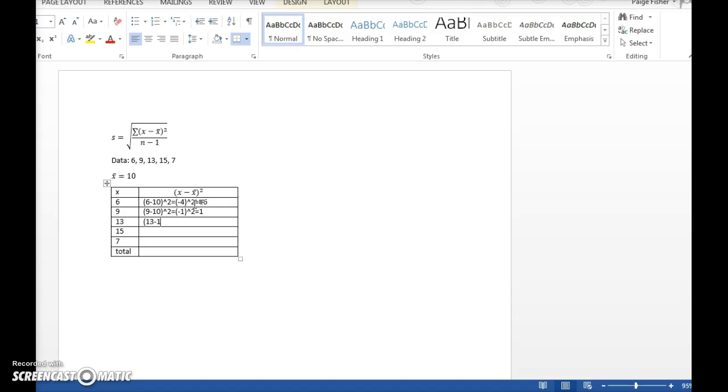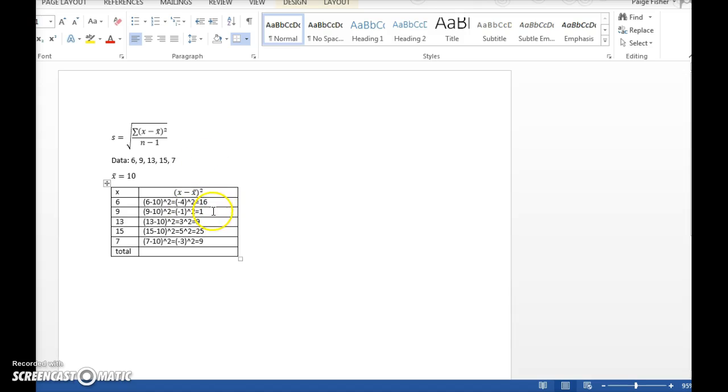And now we have 13 minus 10, square. I'm putting no parentheses around the 3 because it's already positive. So square that, and we get 9. And we have 15 minus 10, square that, and we have 5 squared, which gets us 25. And then last, 7 minus 10, and that's squared, which gives us -3, square that, and we get 9.